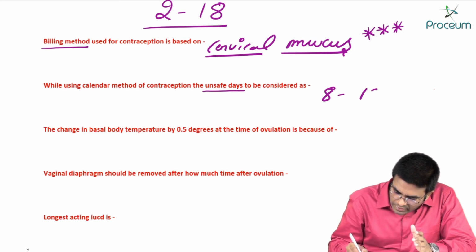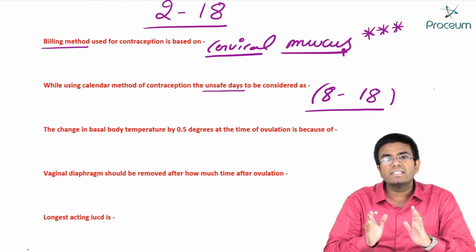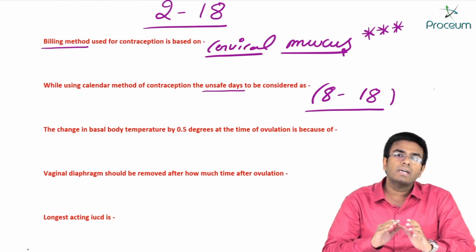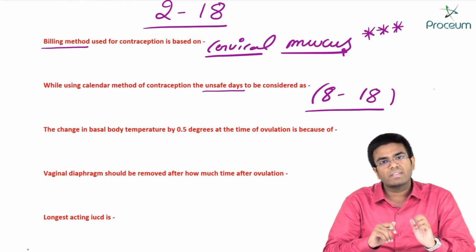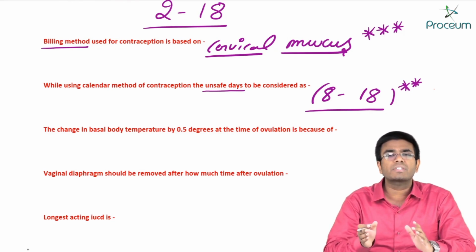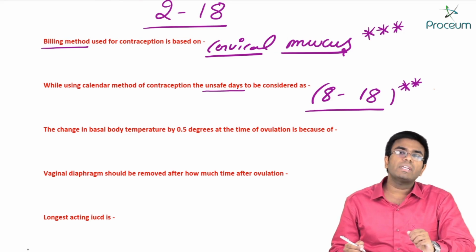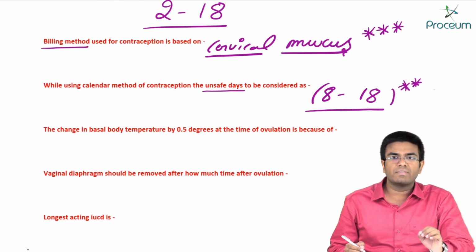8 to 18 days in her menstrual cycle. So these days, 8 to 18 days, are considered to be unsafe days. Okay, important. There is a controversy over this area. Some books will mention 12 to 18 days, but the better answer would be 8 to 18 days are considered to be unsafe days.